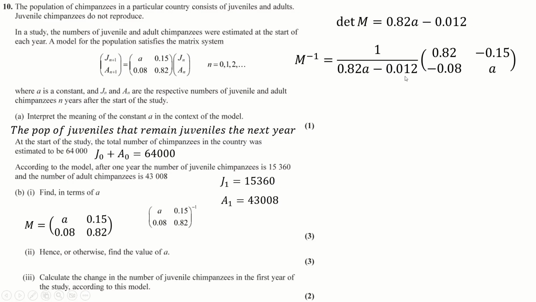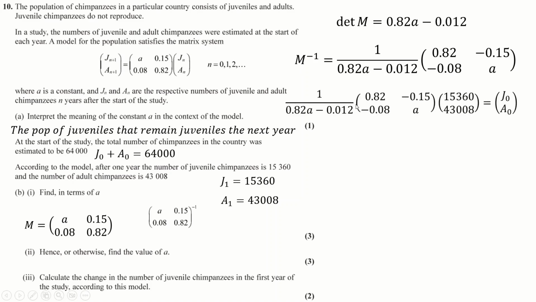But what you can do is you can front multiply this formula, or this kind of equation, by this, which will cancel out this one, and you'll just get this whole inverse matrix times these two equals just these two. So that's what I did there. And I substituted in the things that we have. So J0, A0, which I don't actually have, but I know what their sum is, which will be relevant later. And then J1, A1 here.